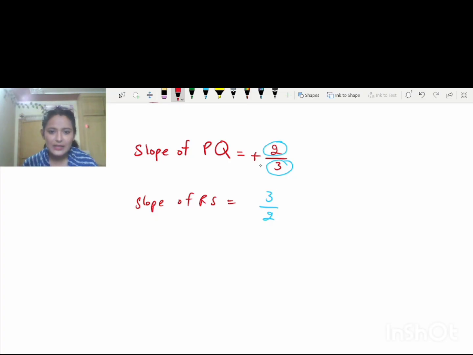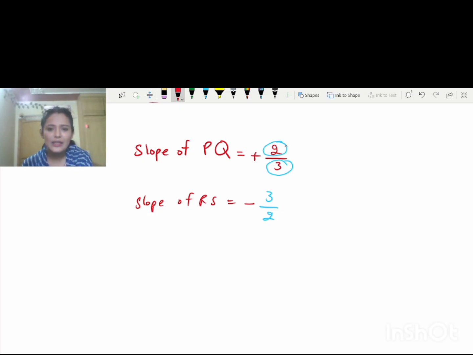Okay, you take the negative inverse of it. Negative inverse means you reverse the sign. So this positive sign is not going to stay positive, it will change into negative. So this is negative 3/2. Here I can say this negative 3/2 is the negative inverse of positive 2/3. I hope you got it.